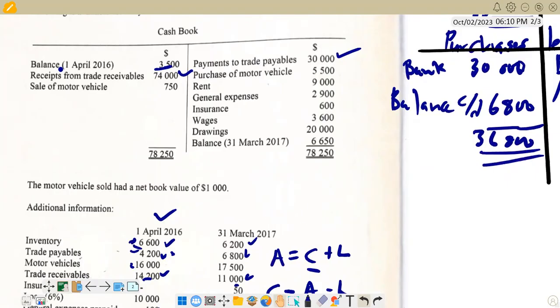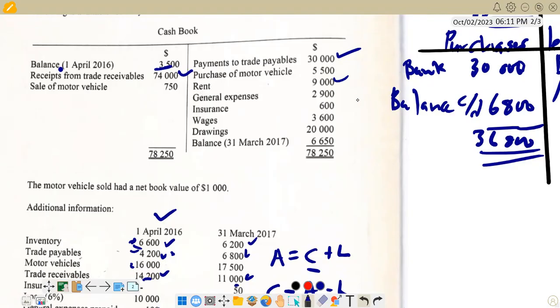If you go to the credit there, we have payments to trade payables. We don't put them under that. Purchase of motor vehicle, that's a non-current asset. It's not under operating expenses. Then we've got rent now. Rent 9,000. Then the rent 9,000 is the amount that was paid.